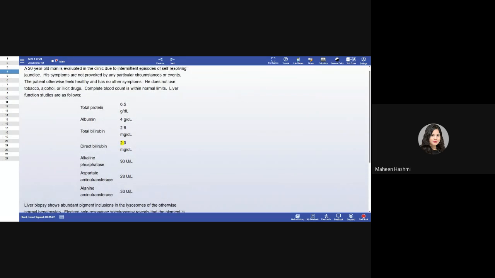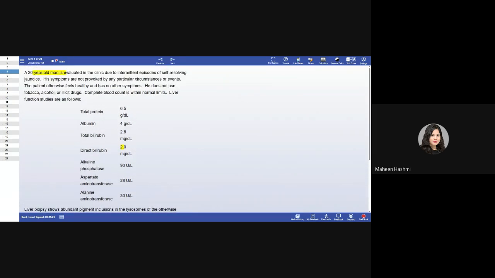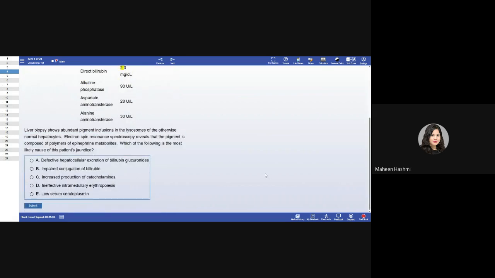Okay, so we go down. There is this 20-year-old man who comes to the clinic due to intermittent episodes of self-resolving jaundice. His symptoms are not provoked by any particular circumstances. CBC is within normal limits. This is the lab picture. Liver biopsy shows abundant pigment inclusions in the lysosomes of the otherwise normal hepatocytes. Electron spin resonance spectroscopy reveals that the pigment is composed of polymers of epinephrine metabolites. Which of the following is the most likely cause of the patient's jaundice?